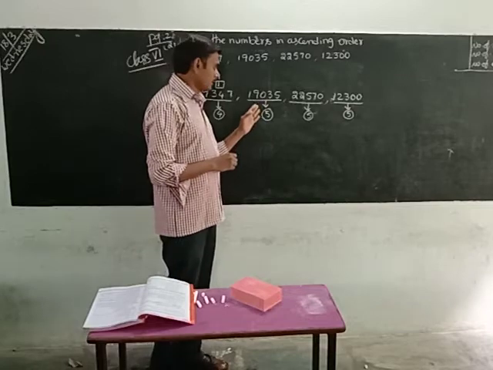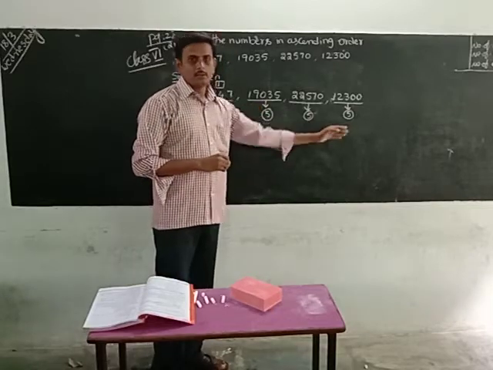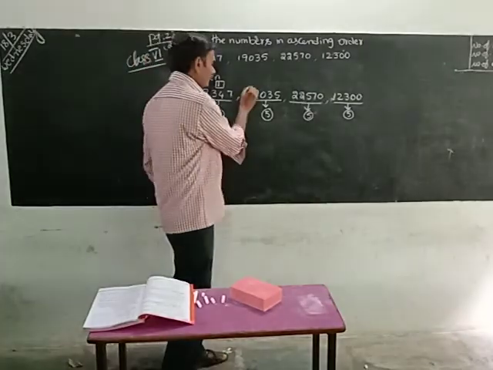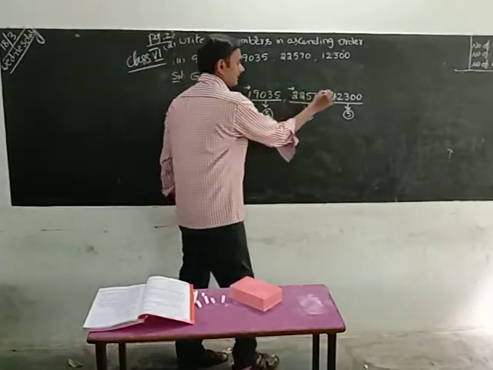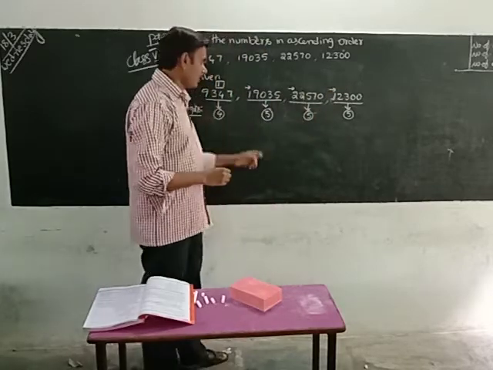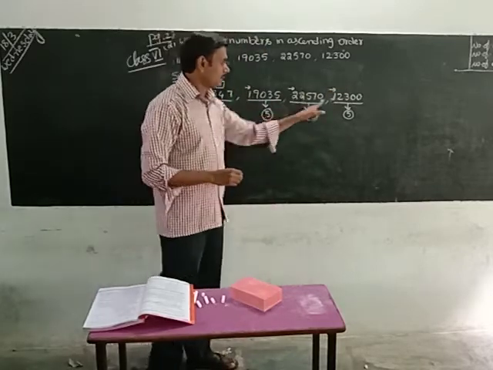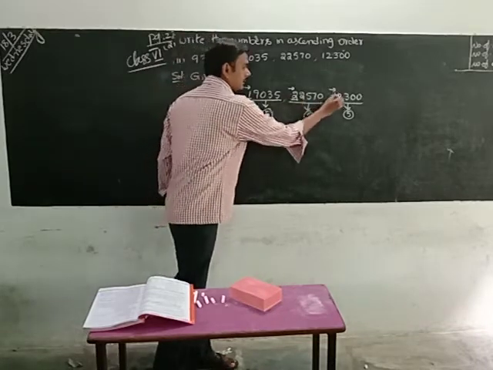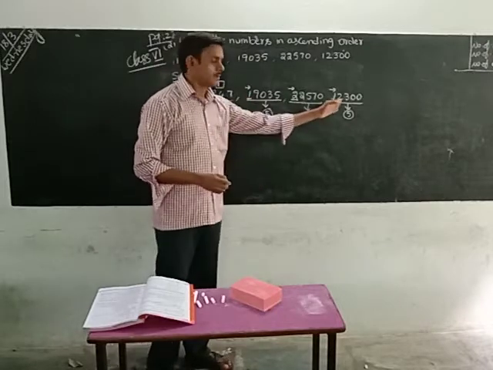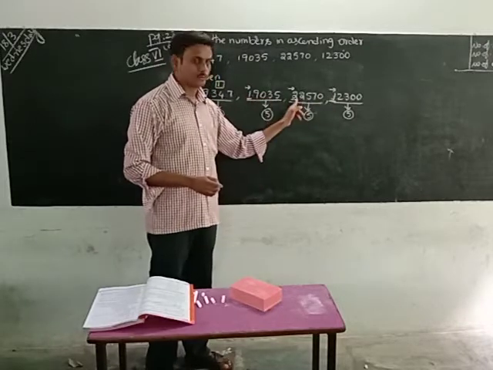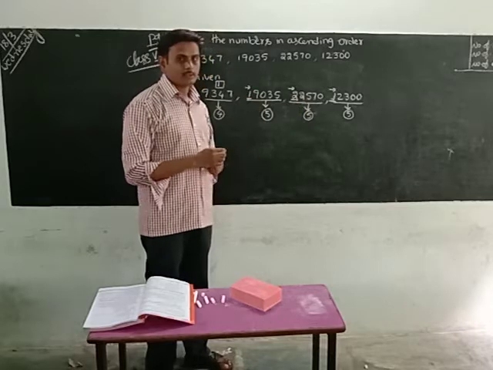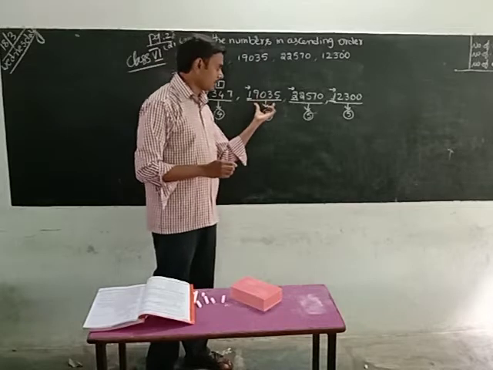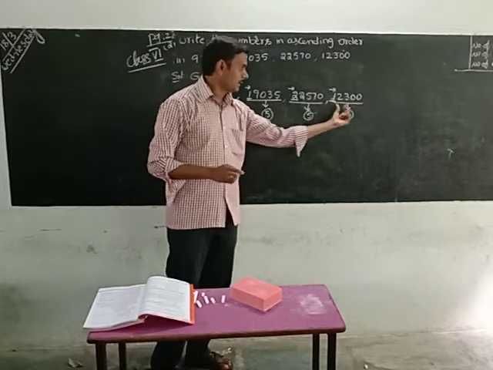Now next, these three numbers have an equal number of digits. Equal number of digits means now we can compare from the left side onwards. We can compare each number. What is the first digit? 1, 2, 1. Are they different or same? Different. 1, 2, 1. 1 is smaller. How many numbers have the digit 1? 2 numbers. This number has digit 1, this number has digit 1.